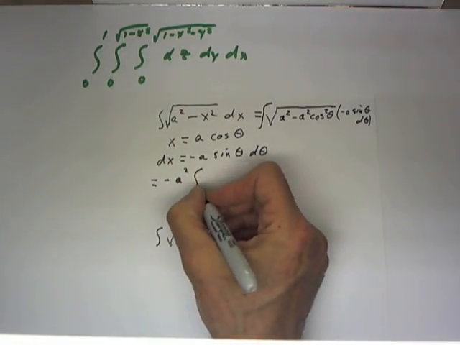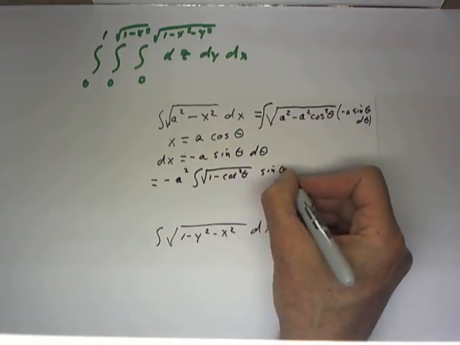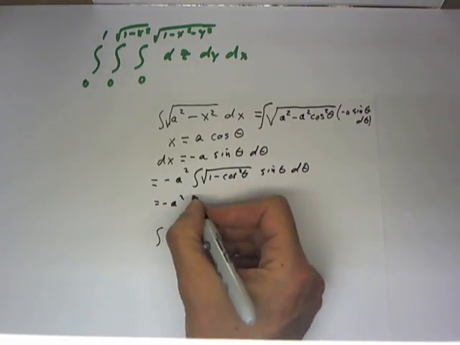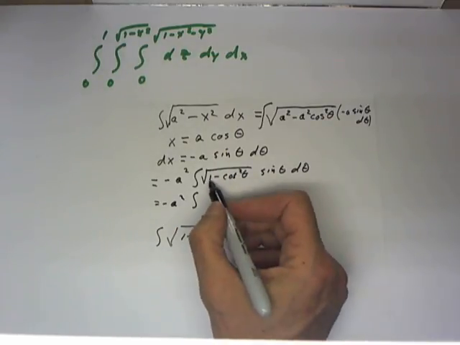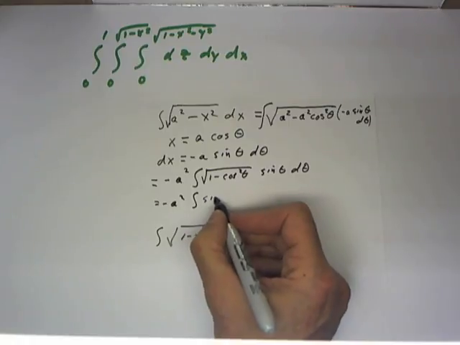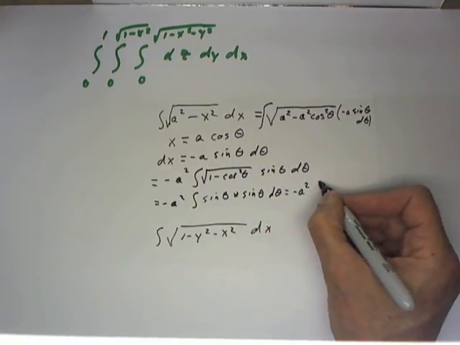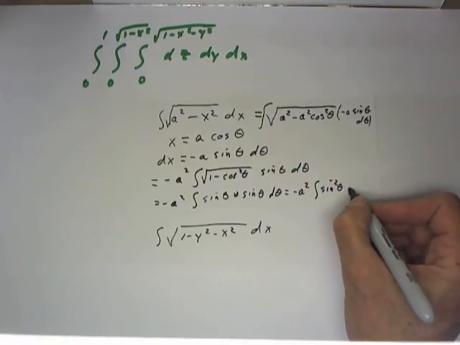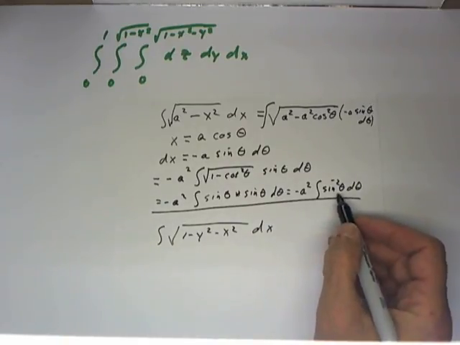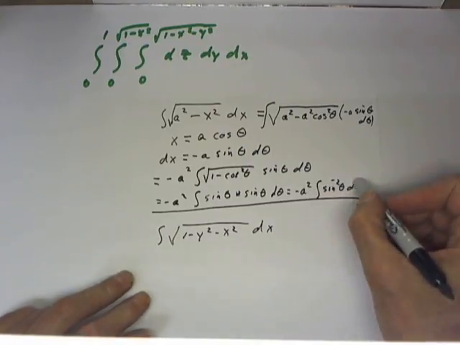We end up with negative a squared times the integral of the square root of 1 minus cosine squared theta times sine theta d theta, which then equals negative a squared times the integral. The square root of 1 minus cosine squared theta is the square root of sine squared theta, which gives us just a sine theta, times sine theta d theta, so we have negative a squared times the integral of sine squared theta d theta. There's more work to do to get this back into a form involving x, but we're going to leave it at this for right now, and we'll come along and look at how to deal with this form.